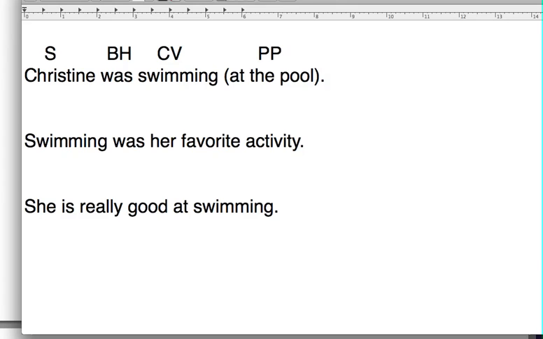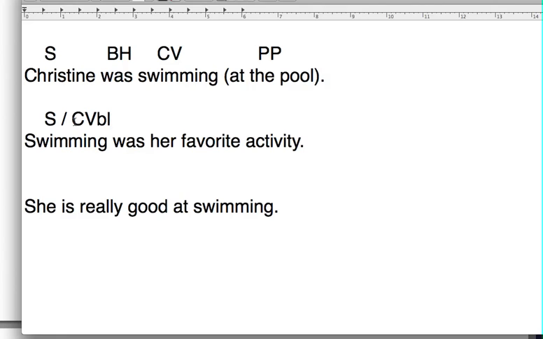Okay. The second sentence still has the word swimming, but here, ask the who or what. Swimming was her favorite activity. So who or what is swimming? Swimming here is the subject of this sentence. In other words, nobody is swimming right now in this sentence. We're just talking about the thing called swimming, or the activity called swimming. So the subject here is what we would call a continuing verbal, CVBL.